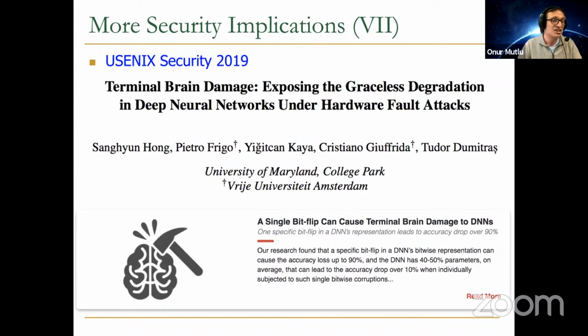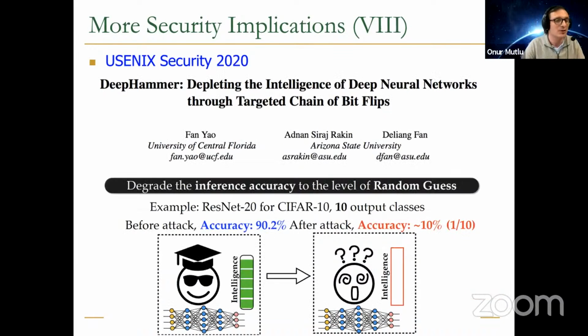And these folks, as I mentioned yesterday, these two sets of folks, I should say, show that they can render deep neural networks completely ineffective by doing these RowHammer bit flips. They can basically reduce the accuracy from 90% to 10%. And I think this is very dangerous, clearly.